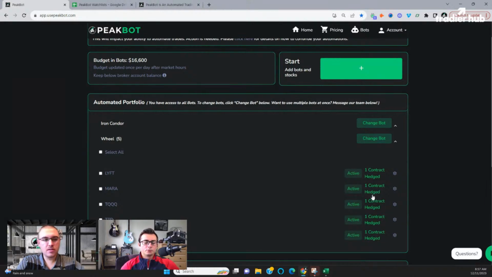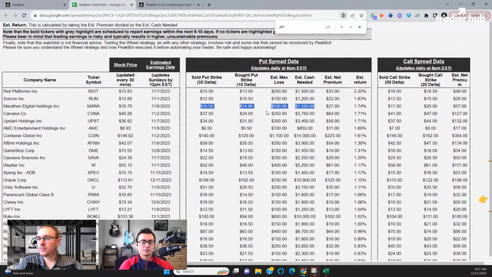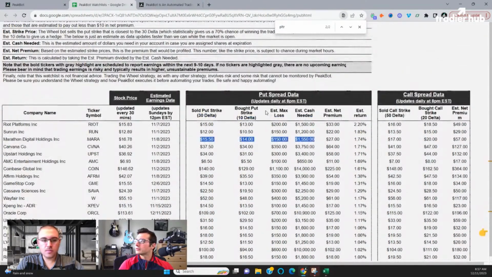Hey, Dillon, real quick. I think it's important because we've got quite an audience today across all platforms. For anybody who's wondering what that hedge does, that's what provides that max loss. Maybe, Dillon, you want to pull up where you see that hedge in PeakBot. Sure. That max loss doesn't exist if there isn't a hedge in place. If there isn't a hedge in place, then your max loss is essentially the estimated cash needed, if I'm not mistaken.